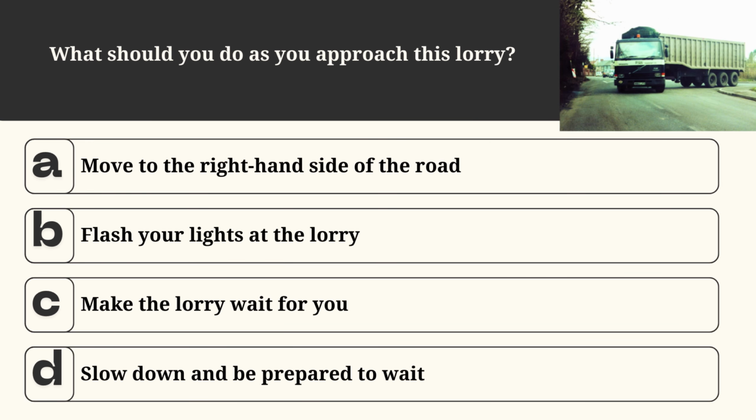What should you do as you approach this lorry? A. Move to the right-hand side of the road. B. Flash your lights at the lorry. C. Make the lorry wait for you. D. Slow down and be prepared to wait. D. Slow down and be prepared to wait.